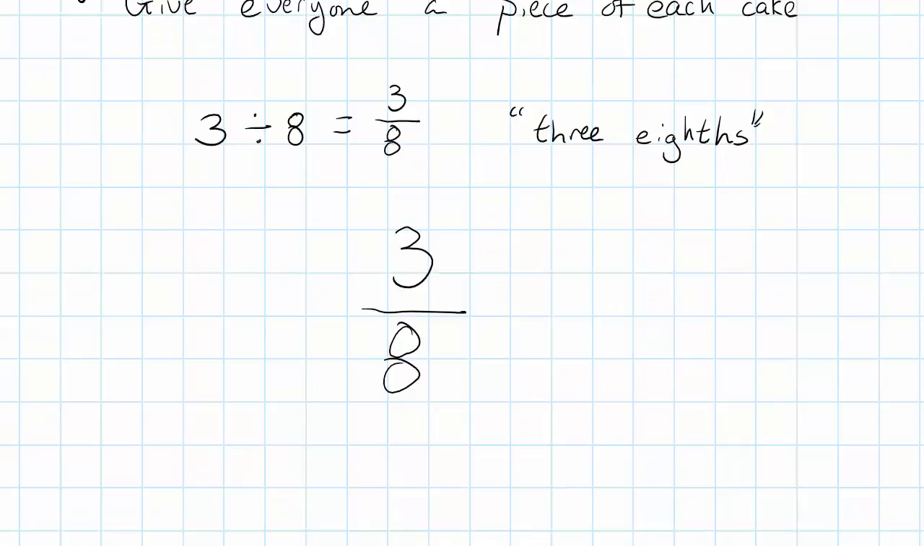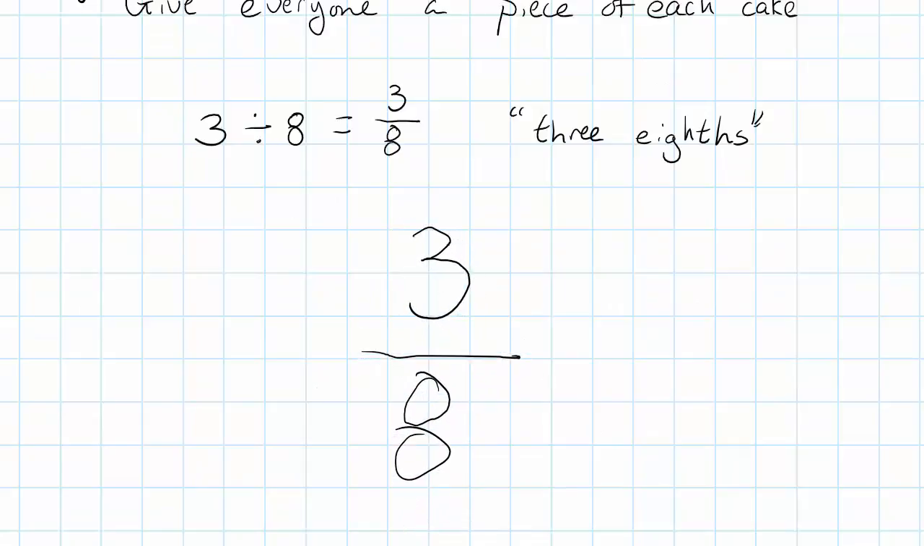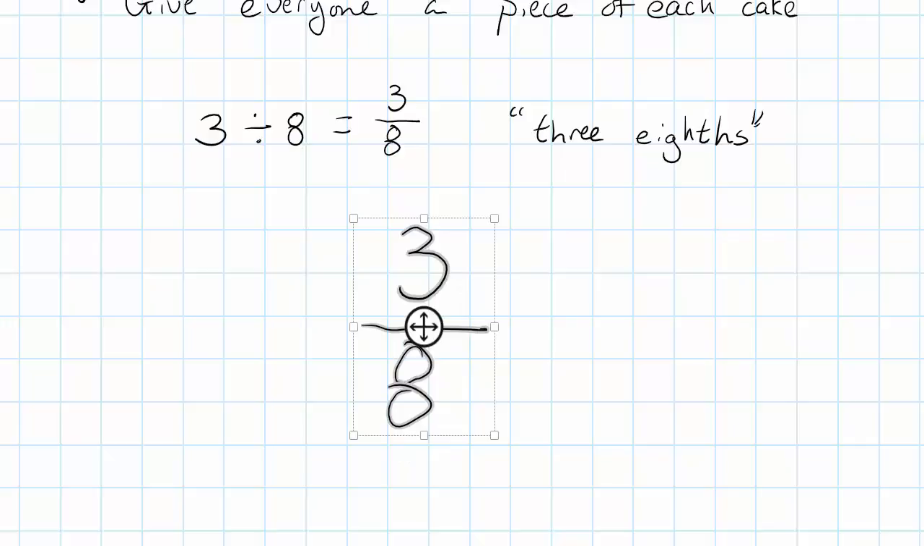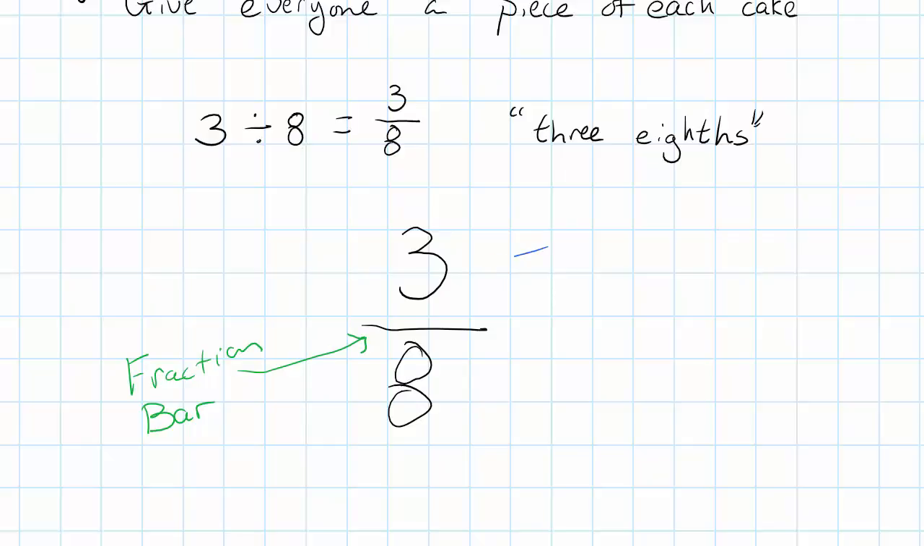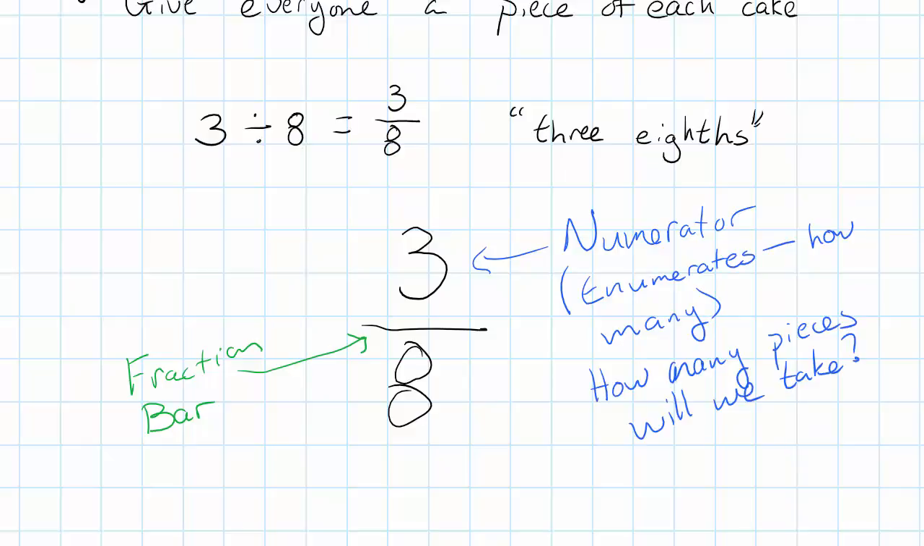So let's take a look at this fraction. Let's make it a little bigger. Notice that there are kind of 3 parts to this fraction. The horizontal line here, this is called a fraction bar. The number 3 in this fraction is called the numerator. And the numerator enumerates. It says how many. In particular, how many pieces will we take? The 8 in this fraction is called the denominator.